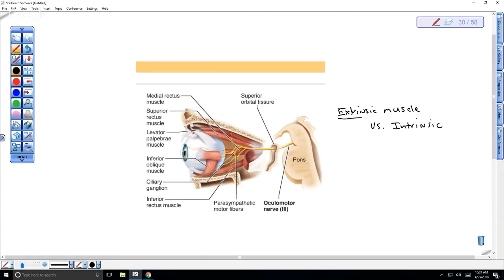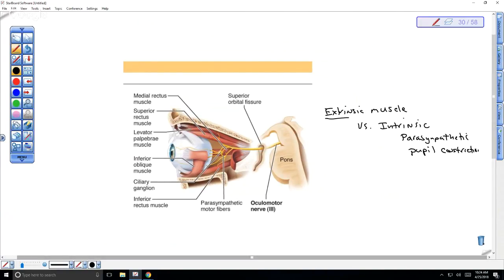But if we look at the ocular motor, it also does the intrinsic. So this would be parasympathetic. So this causes pupil constriction. Oops, I'm running out of room. Pupil constriction. And it also changes the shape of the lens.